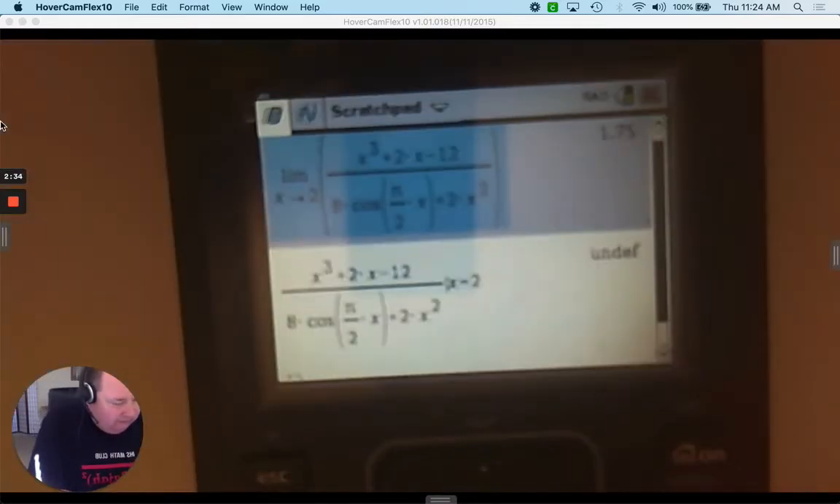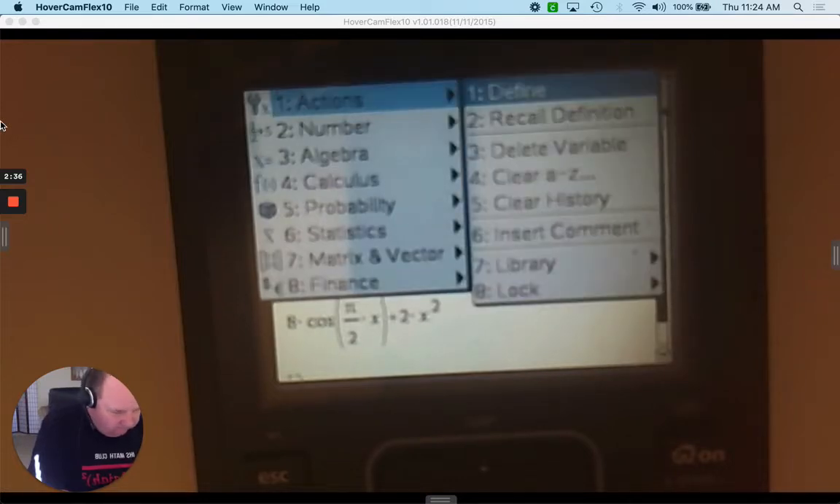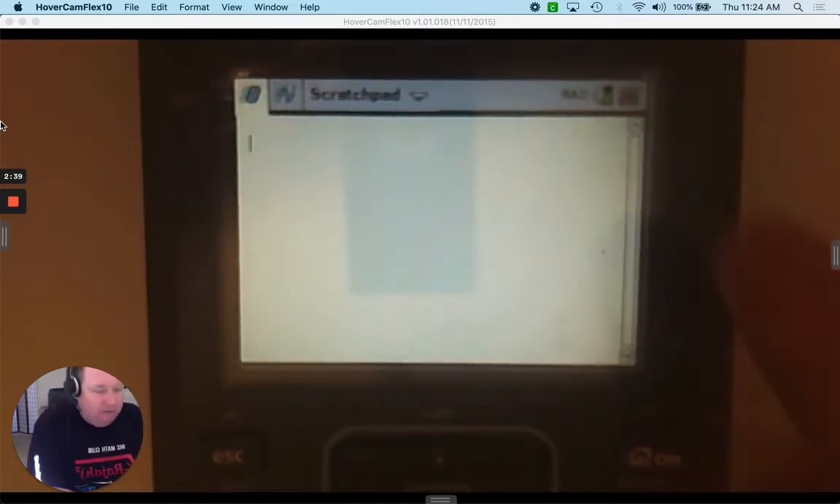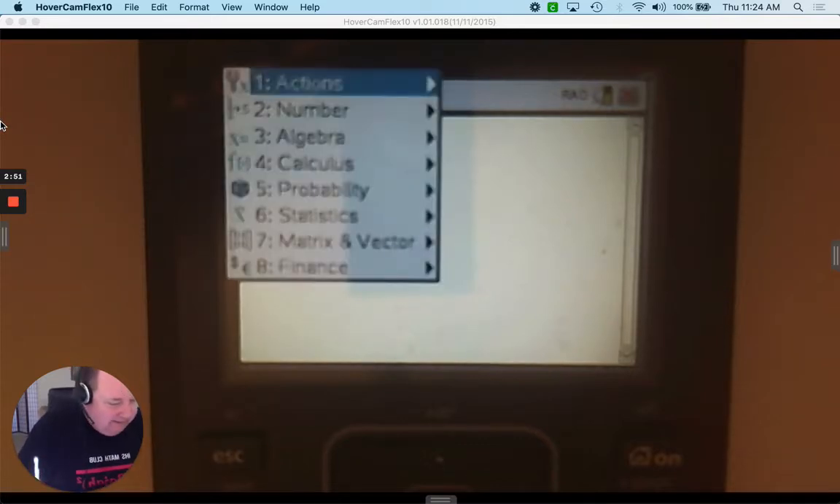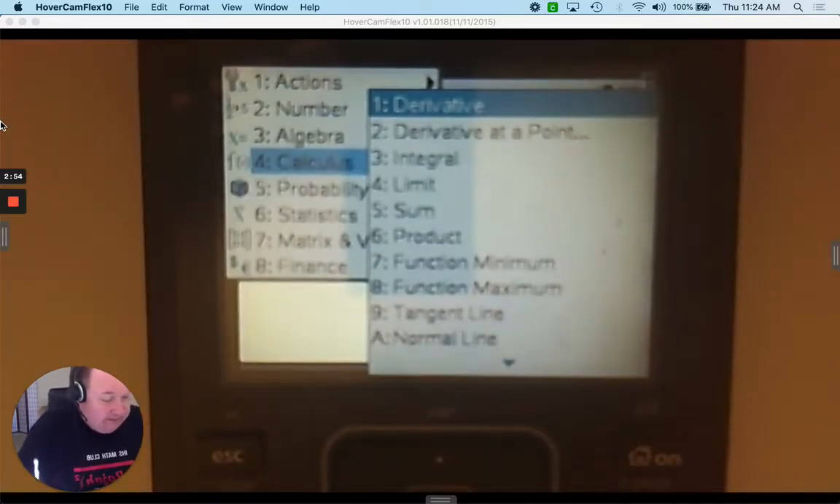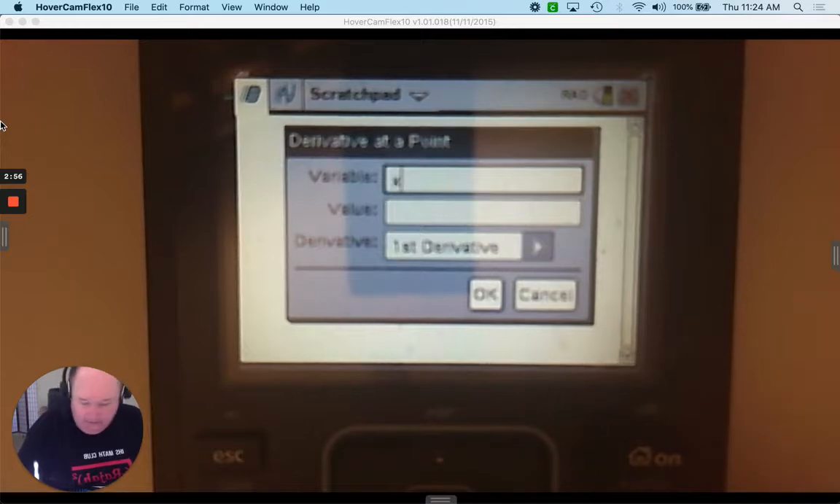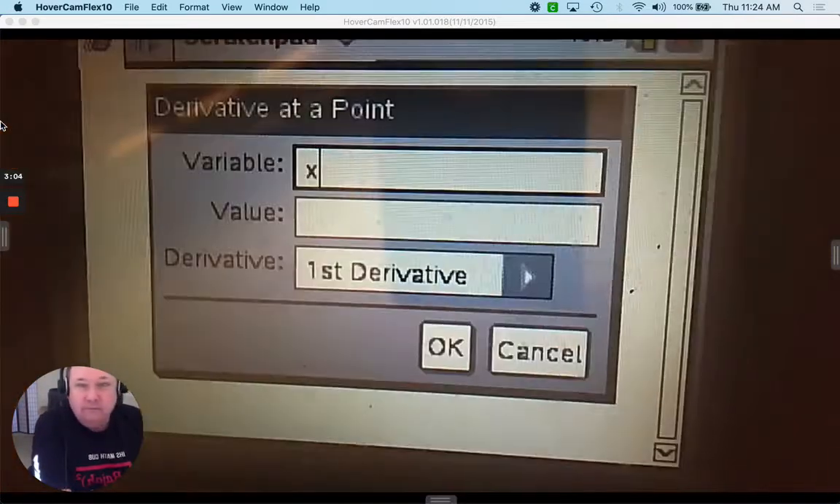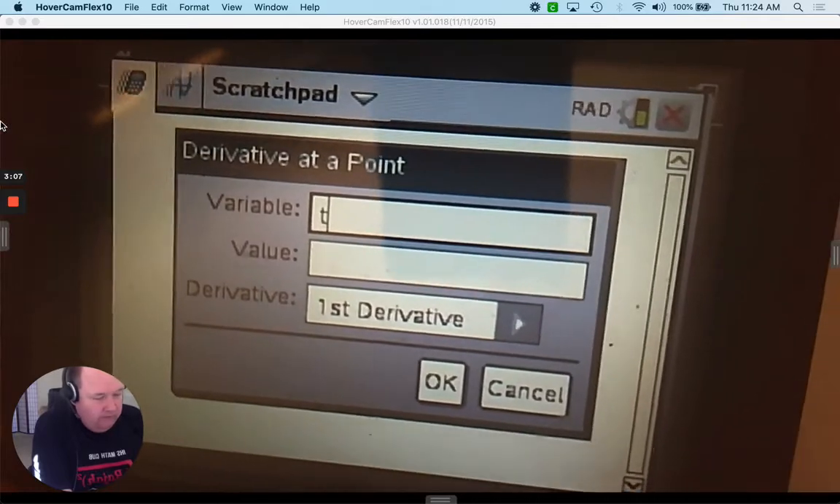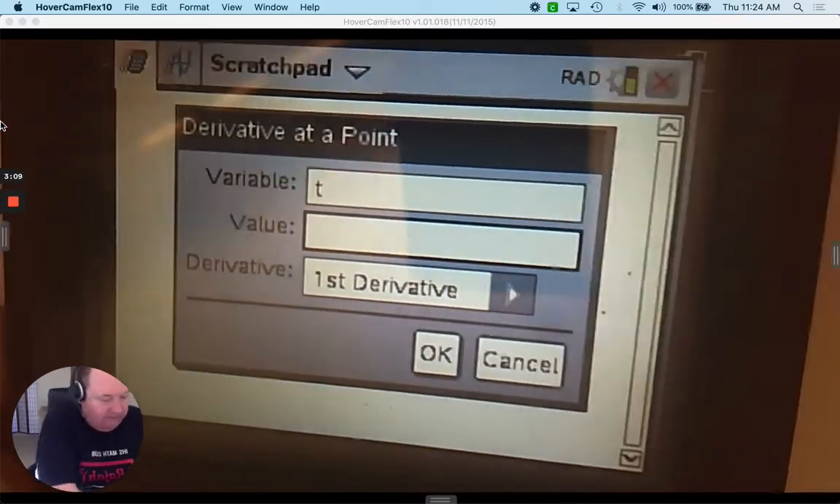So first of all, I'm going to clear this. Make sure your calculator is in radians, RAD. And so if you're given velocity and asked to find acceleration, that's the derivative. So make sure you find the derivative. So it's menu, calculus, derivative, and it is derivative at a point. In our case, the variable is t, so let's change that to a t. And then we're looking for the value when t equals 4.